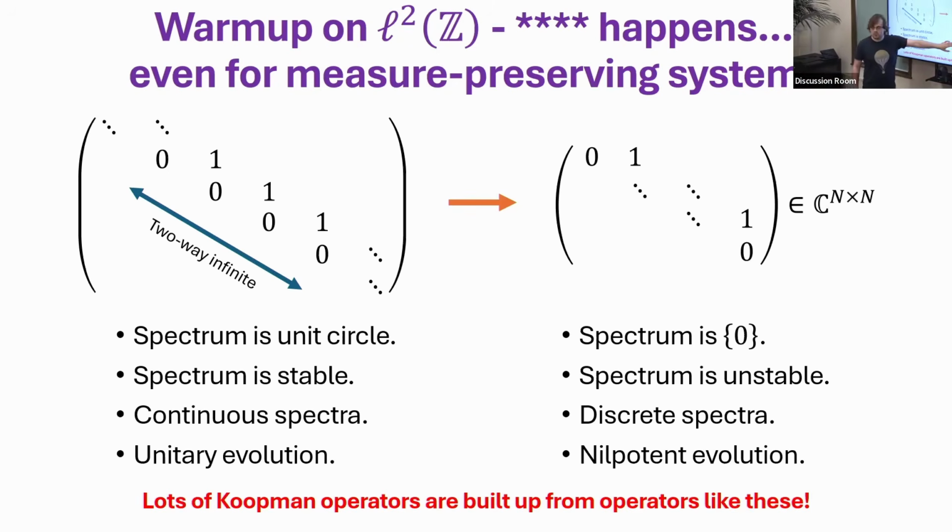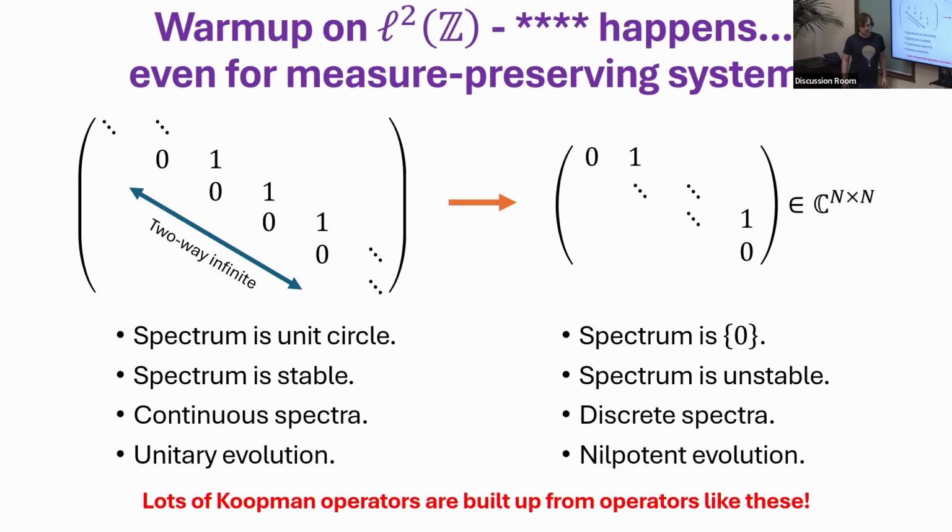The spectrum is unstable, exponentially so in the truncation parameter. It's discrete spectra, but also there's the algebraic multiplicity issue. And it corresponds to nilpotent evolution. If you raise this to the power of n, you get zero. So you've taken this infinite dimensional thing, you've truncated it, and you've broken all of the nice spectral properties, right? And the issue is that lots of Koopman operators kind of behave a bit like this. Sort of shift operators.